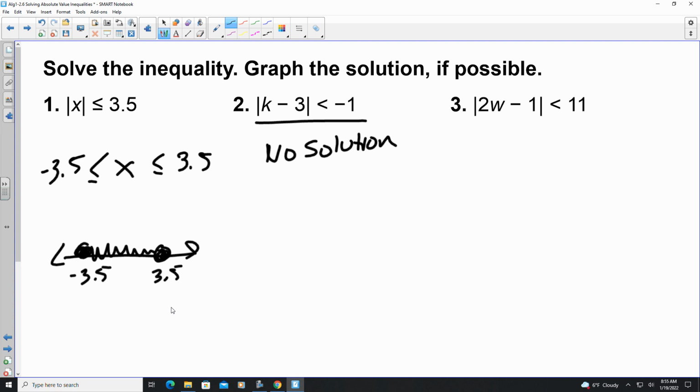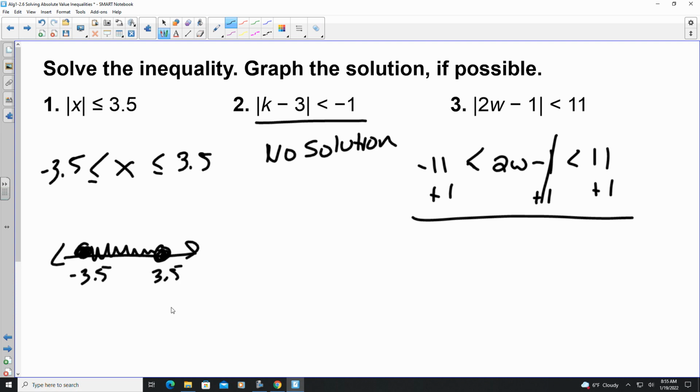For number 3, it's a positive number with 11. And we got all, so I'm going to write 2w minus 1 is less than 11. And I got this less than, it's going to be negative 11 on the left-hand side. So add 1, so not only do I add 1 here, but I add 1 over here. So that gets canceled. So I'm left with 2w in the middle. 11 plus 1 is 12. Negative 11 plus 1 is negative 10.